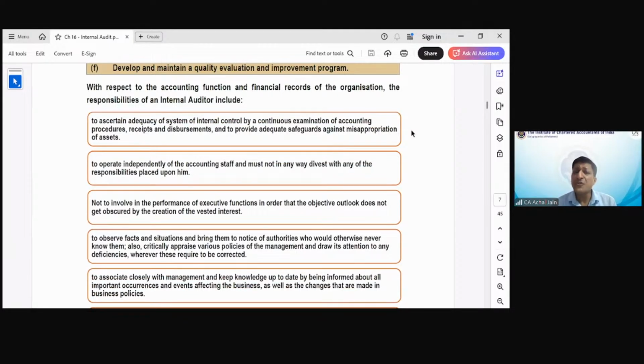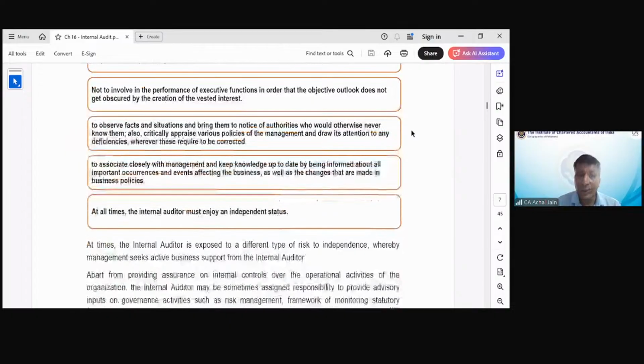Now, what are the responsibilities which could be there? To ascertain adequacy of system of internal control, number one. To operate independently of the accounting staff. Not to involve in performance of executive functions. To observe facts and situations and bring them to the notice of relevant authorities. Now, who can be an authority? Board of directors. Audit committee could be an authority.